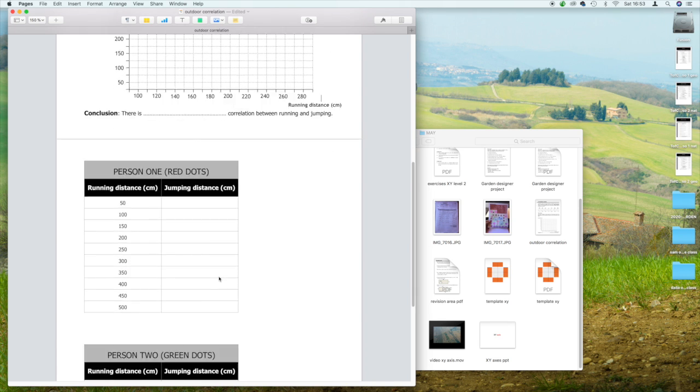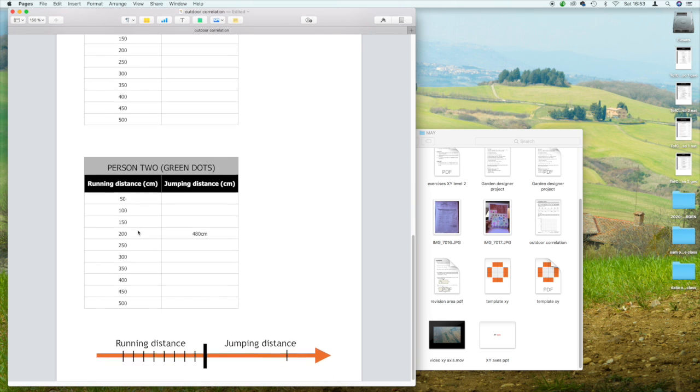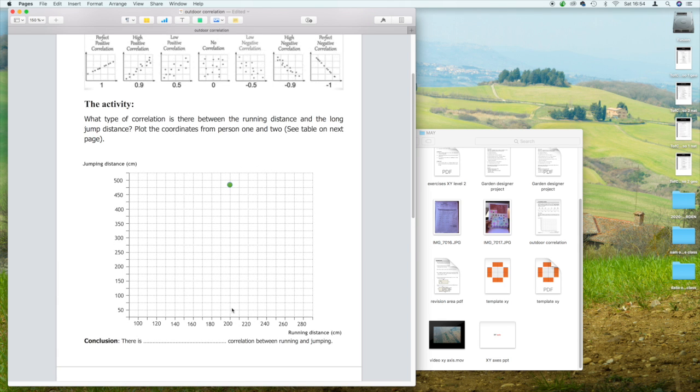Okay, so you plot all the dots, all the coordinates that you're going to have here for person 1 and for person 2. And at the end you should have a lot of dots. Compare all these dots to the type of correlation you'll have. Is it one that is perfect, that produces a perfect straight line? Or is it just spread all over the place? Okay, so try to find out what you should write in the conclusion. There is a perfect positive correlation, a high positive correlation, a low positive correlation, and so on. Be neat and be careful.